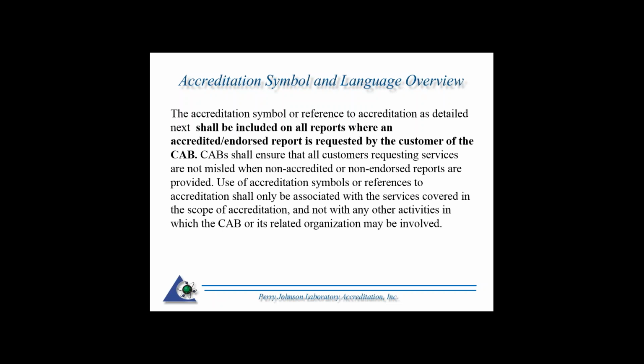The CAB shall ensure that all customers requesting services are not misled when non-accredited or non-endorsed reports are provided. Use of the accreditation symbol or reference to accreditation shall only be associated with the service covered in the scope of accreditation and not any other activities in which a CAB or its related organization may be involved. So in other words, you may be accredited to do various types of calibration. There may be some others that may not come under your scope of accreditation. The symbol shall only be associated with those items that are covered under your scope of accreditation.